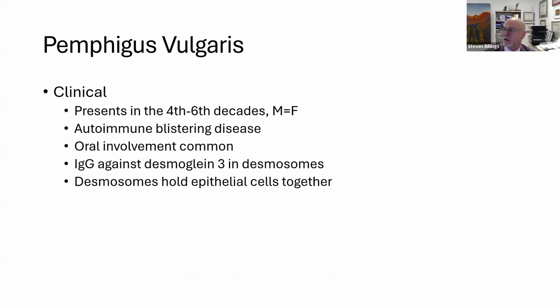Pemphigus vulgaris presents in the 4th to 6th decades with an equal sex distribution. It is another autoimmune blistering disease. Oral involvement is really quite common. It's not uncommon for patients to present with their initial manifestation of their disease with oral involvement. And in pemphigus vulgaris, you'll get an IgG antibody against desmoglein 3, which is part of the desmosome proteins. Desmosomes hold keratinocytes together, so when those are destroyed, they fall apart and become acantholytic.